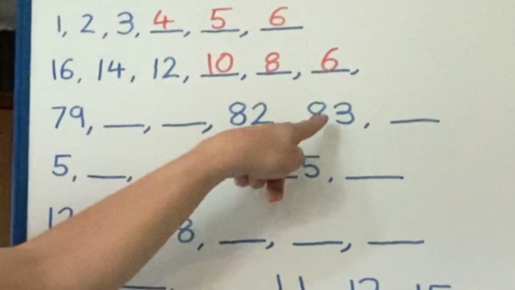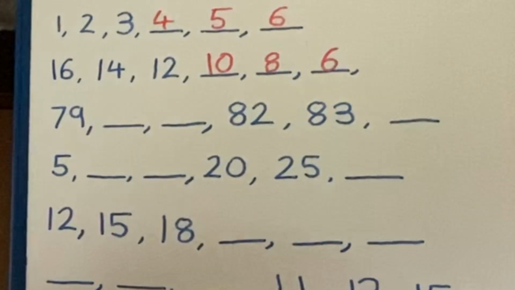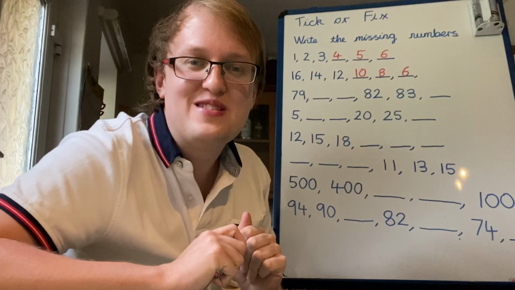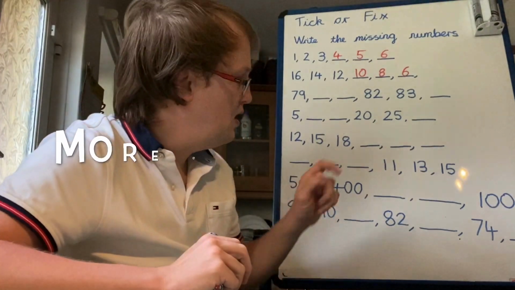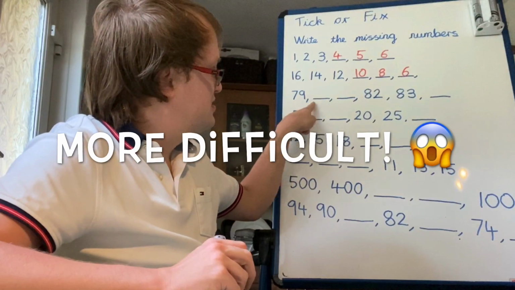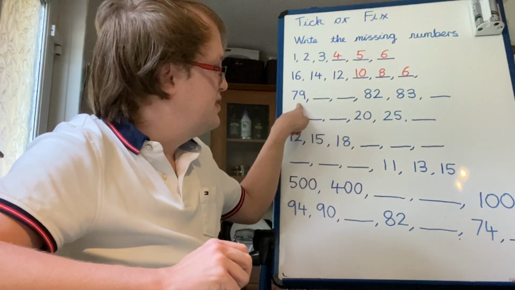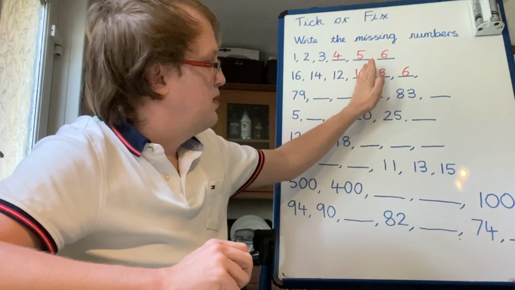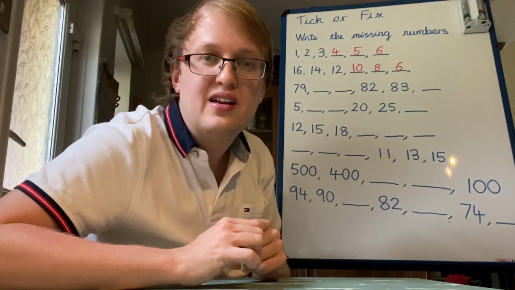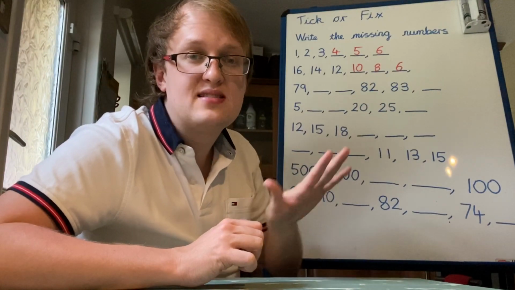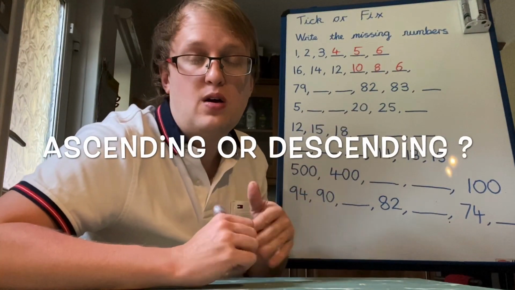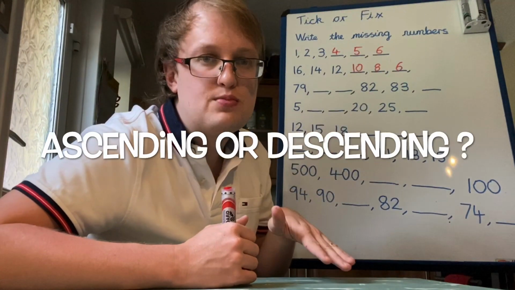82, 83, missing number. So the missing numbers are in different spaces this time, which makes it a little bit more difficult. And because we can't compare, we can't see how much our number is increasing or decreasing from this part. So step 3 is to see, are our numbers increasing or decreasing? Are they ascending or descending? So are they getting bigger or are they getting smaller?